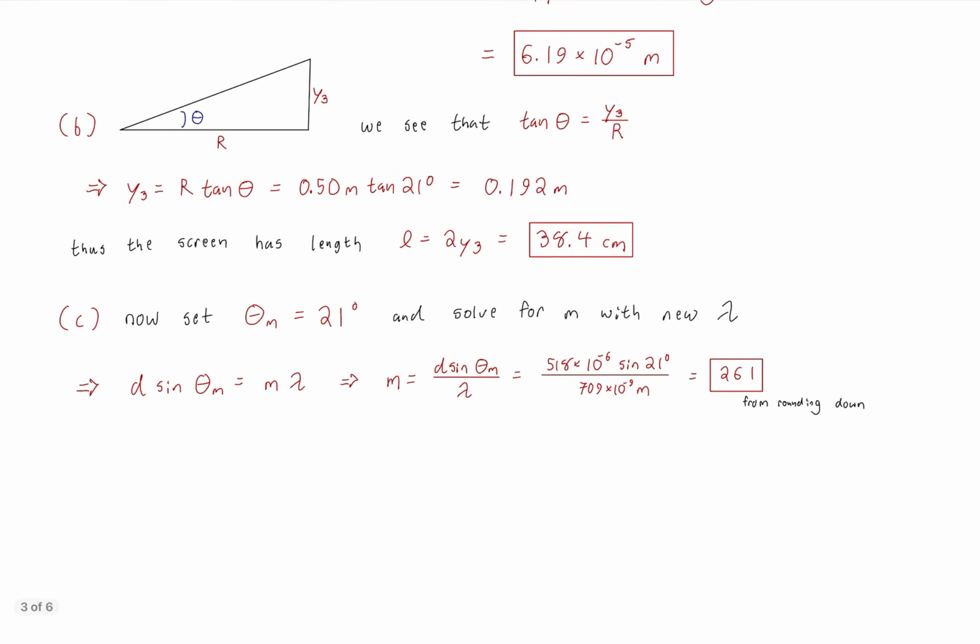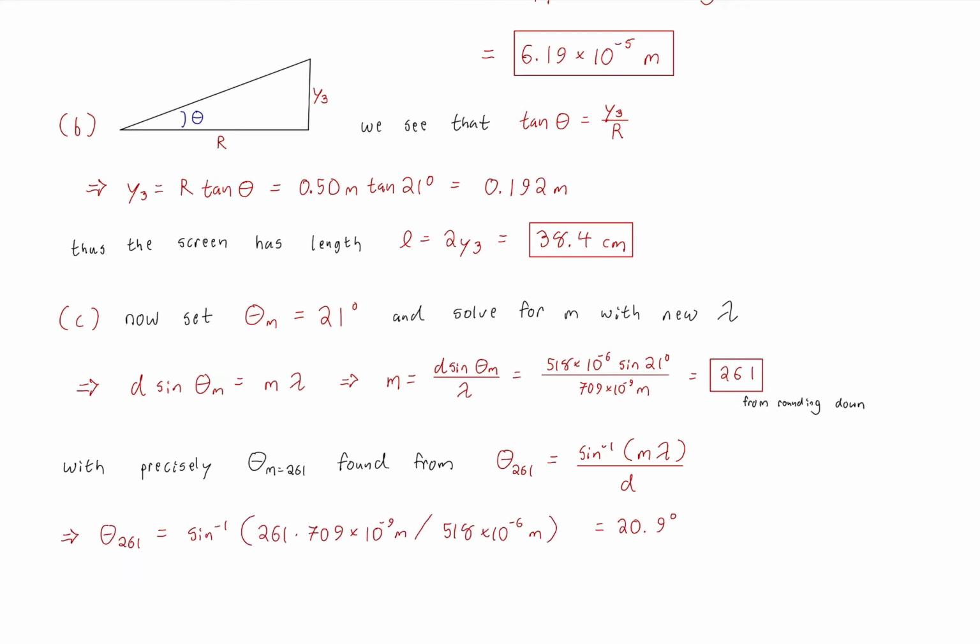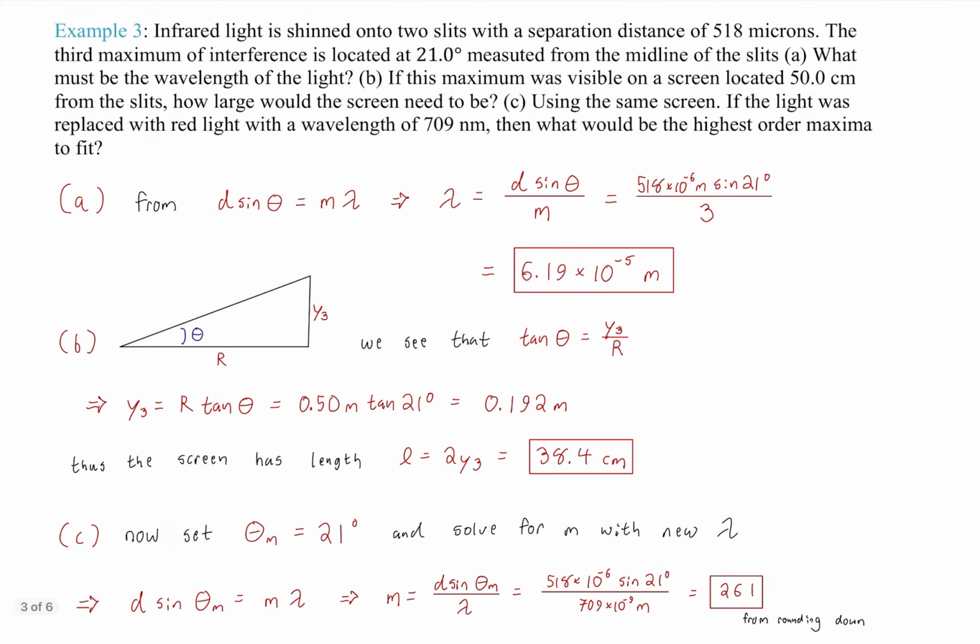Now let's think about this. That 261 is from rounding down, because it was 261 point something. Now, with precisely the angle that corresponds to 261, let's find out where that bright fringe is located, how close to the edge. This wasn't asked for, but I thought it'd be interesting. If we plug back into the inverse sine function, we find that it's at 20.9 degrees, so very close to the 21 degrees of angular displacement. Then we can plug that into a distance and find that it'll be right at 19.1 centimeters. So right on the edge of our screen.